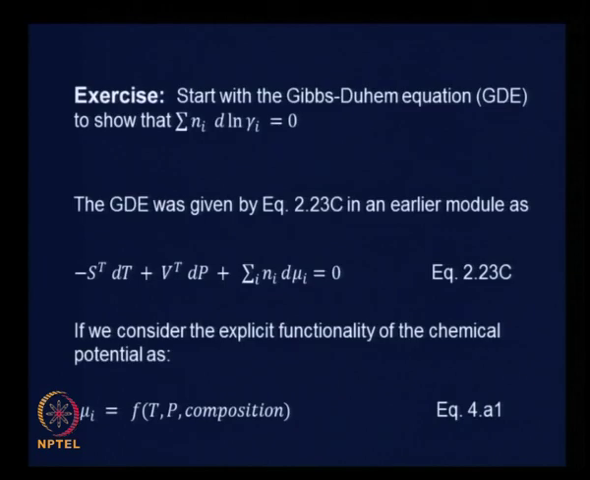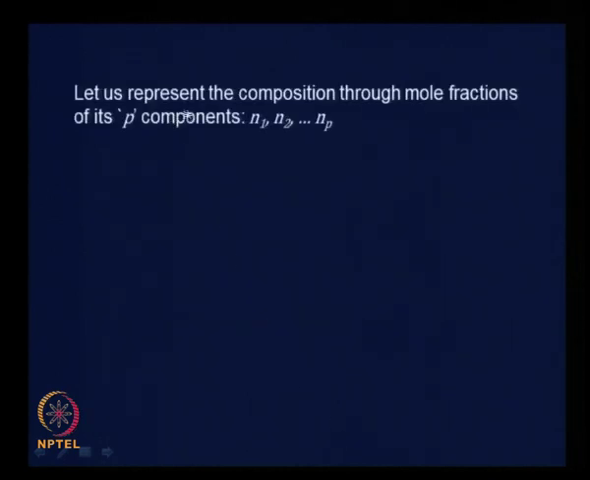What we could do is, we say composition here, this composition essentially is given in terms of either the number of moles or the mole fractions. Therefore, let us represent the composition through mole fractions here to begin with, and let us say that there are p components, n1, n2 and so on till np.